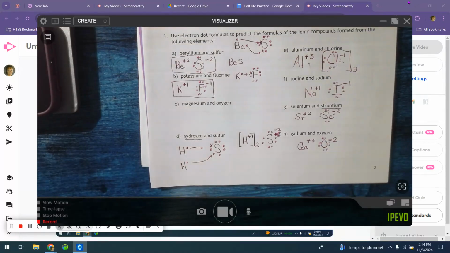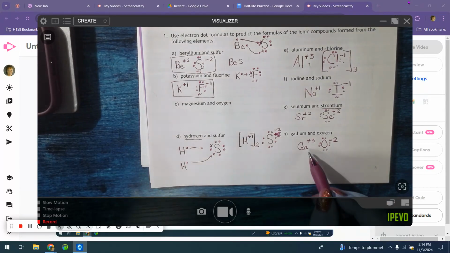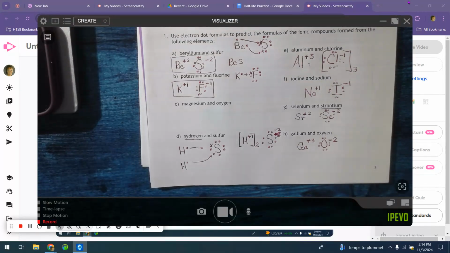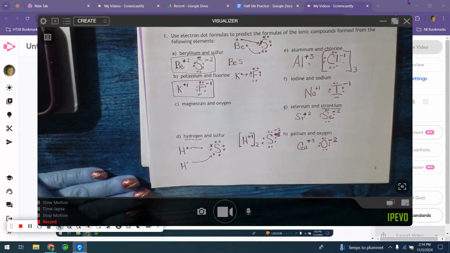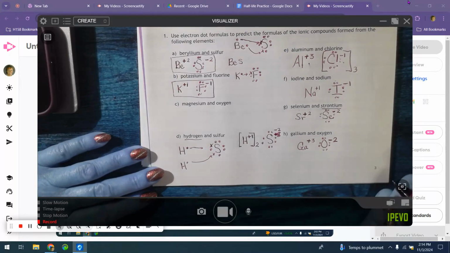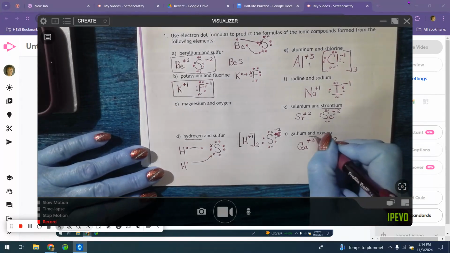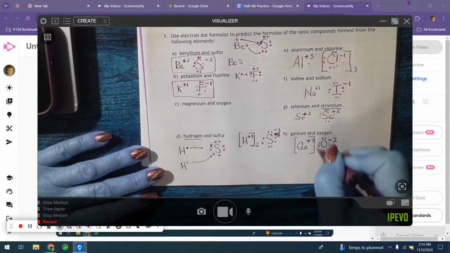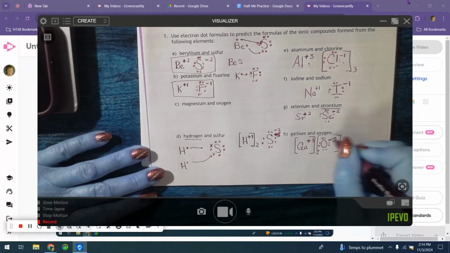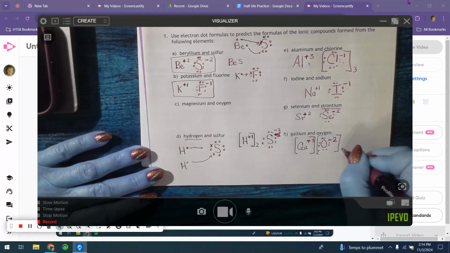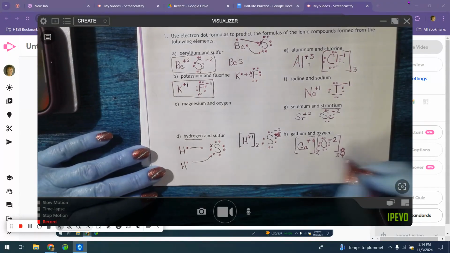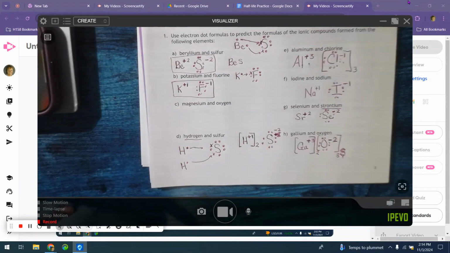Now, this is the trickiest one you'll see. You've got gallium that's +3, oxygen that's -2. So we need to get those charges to balance out. So we need the least common factor. And in this case, it's going to be 6. So I can put my brackets around here, and I can say it's going to take 2 gallium and how many oxygen? 3 oxygen to make a neutral compound.